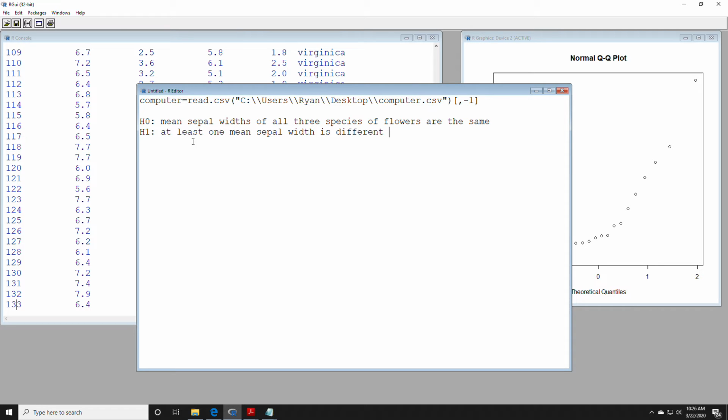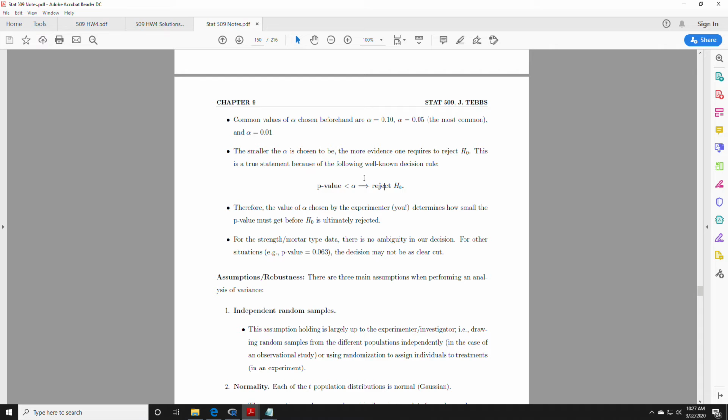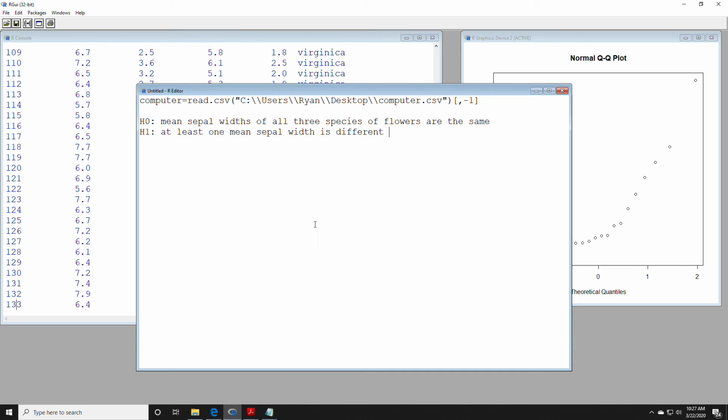Okay, so we got a very small p-value, which, as we just saw, means reject the null hypothesis. So we're rejecting that the mean sepal widths are all the same, and we have evidence that at least one mean sepal width is different, right? One of these species of flowers must have a smaller or larger sepal width than the other two. It could be that they're all three different, right? But at least one is different.